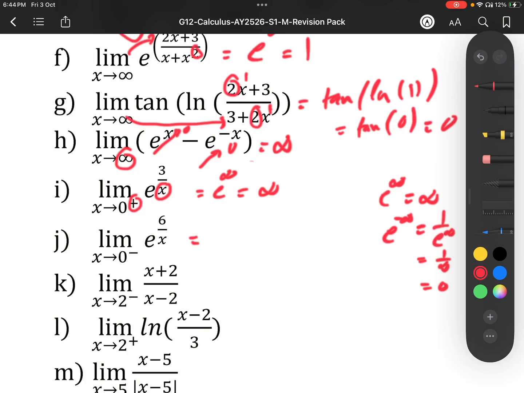J, x approaching 0 from the left. 0 from the left means less than 0, that is negative. So 6 divided by negative is negative. So e to the power negative infinity, and e to the power negative infinity is 0.